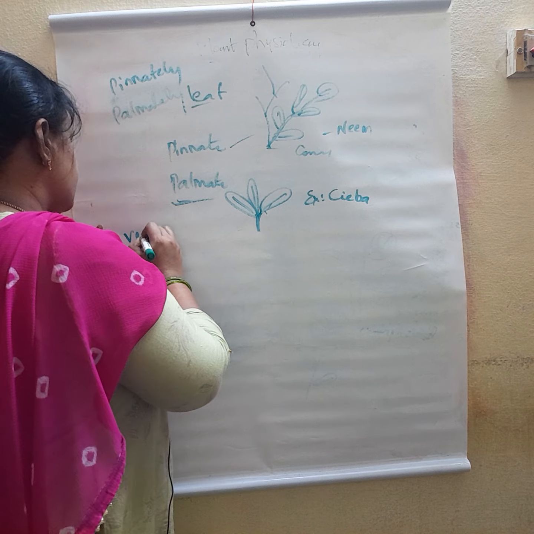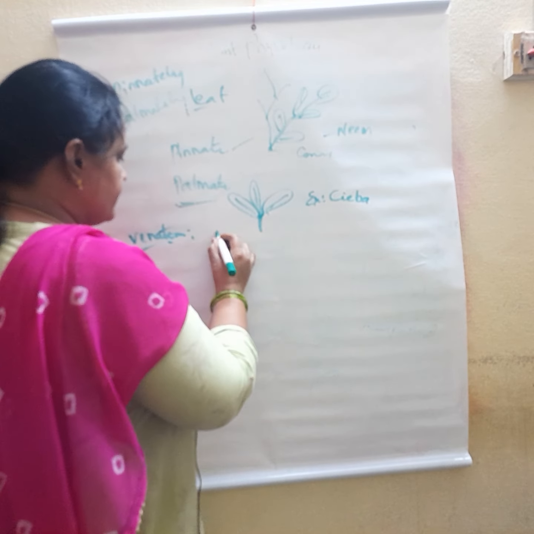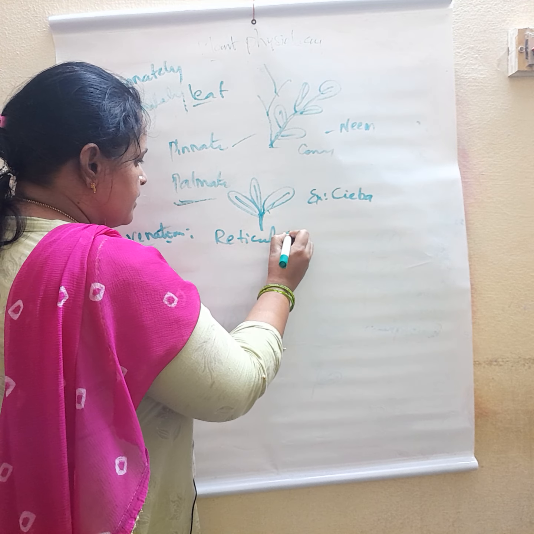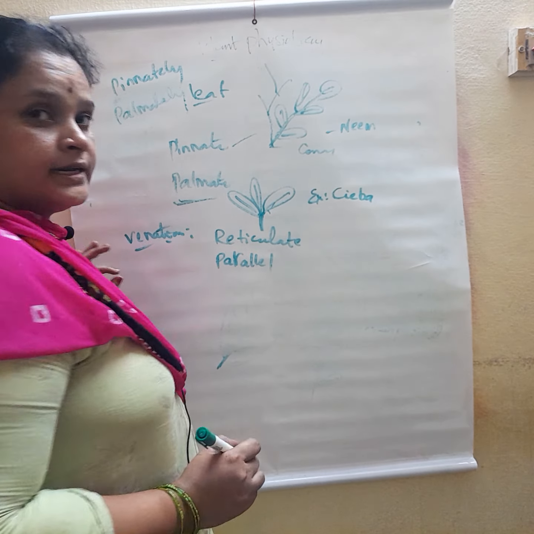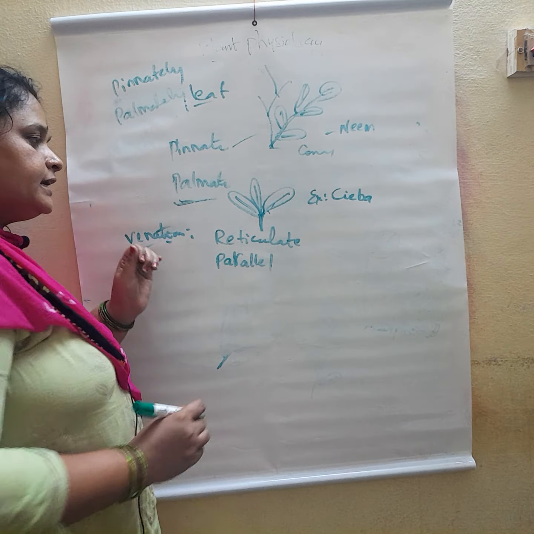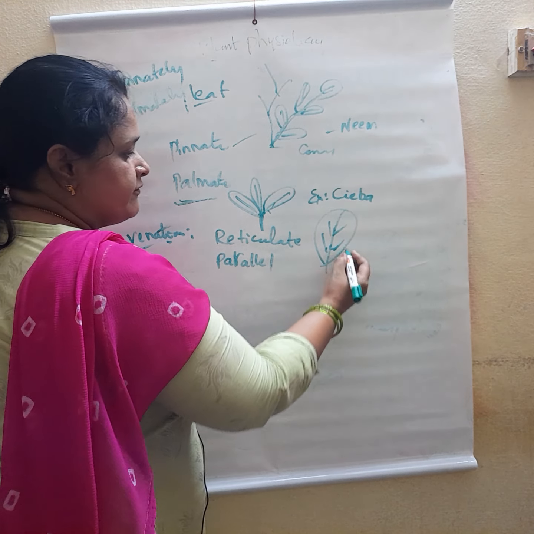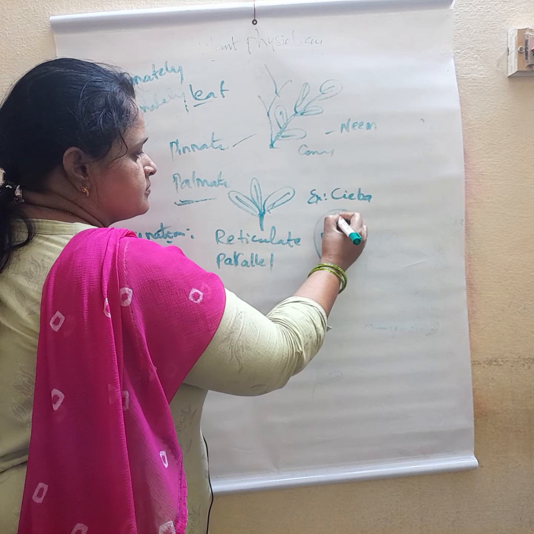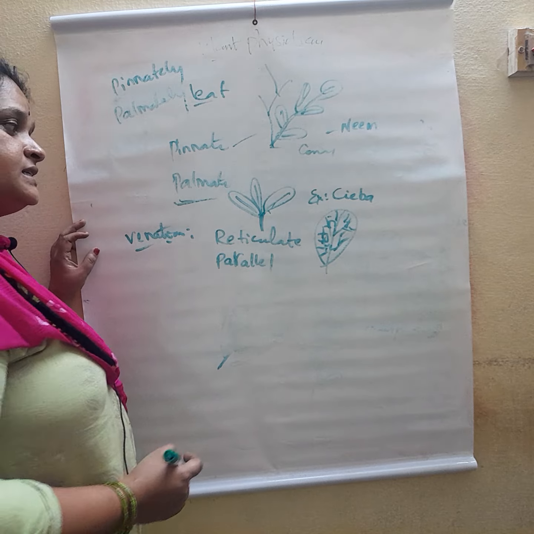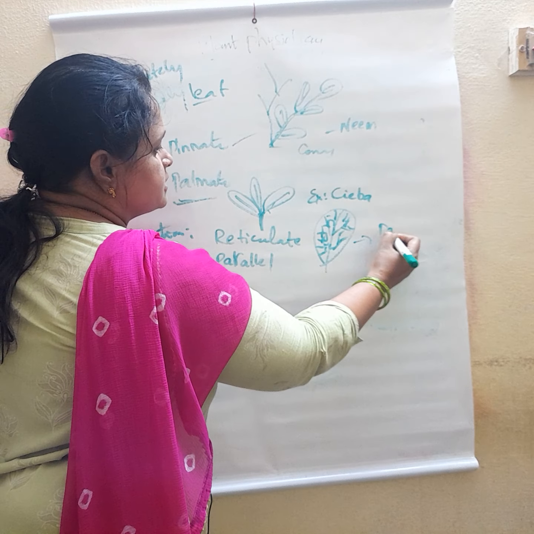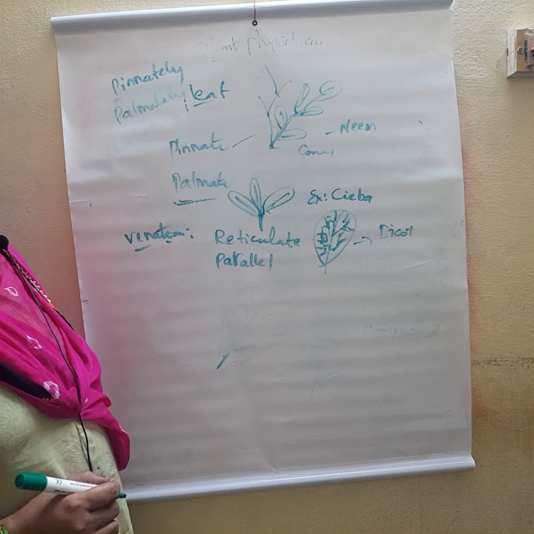Types of leaves. If you see venation, it is also different. Leaves having reticulate venation and parallel venation. Reticulate venation means here, in the leaf, veins are arranged in a network fashion. Network-like arrangement is called reticulate venation. Usually reticulate venation is seen in dicot plants.